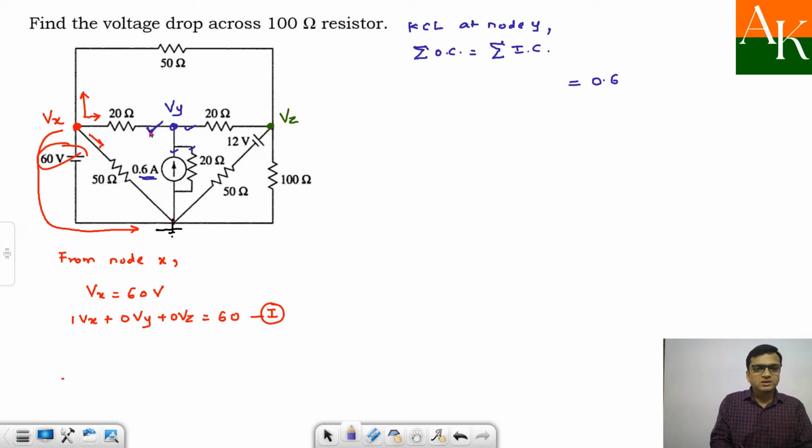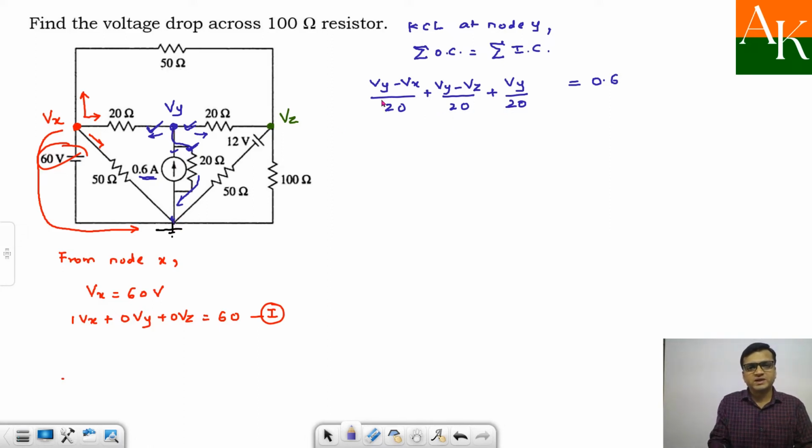Now I have to account for the remaining 3 currents flowing through these 3 resistances. So the leftward current I can write as Vy minus Vx by 20. The rightward current one can write as Vy minus Vz by 20. And the current over here, which is a downward current through this one, can be written as Vy minus 0, because we have reached the reference node, and the resistance is 20. This 20 ohm is connected between node Y and the ground node. Similarly, this 0.6 ampere is between the reference node and the node Y.